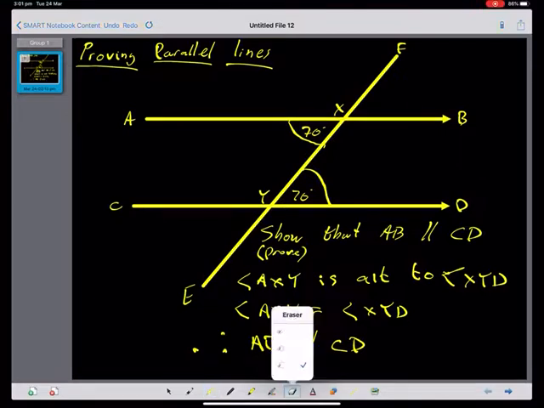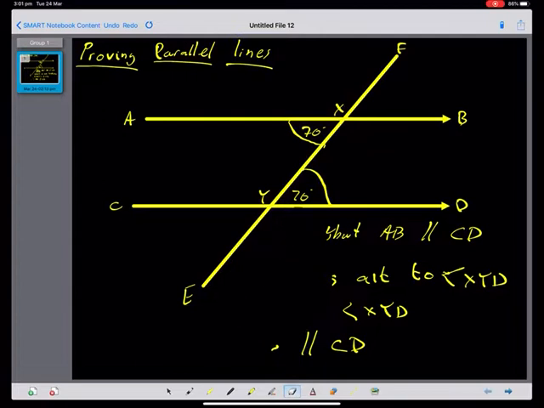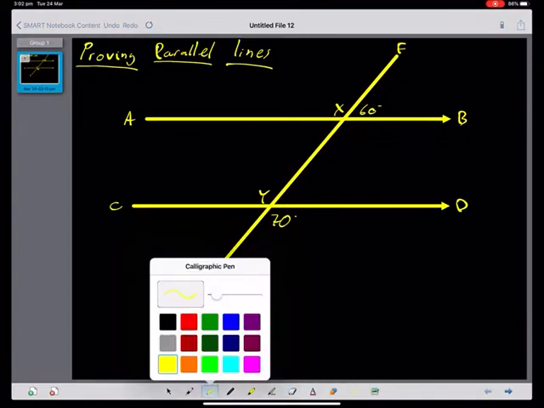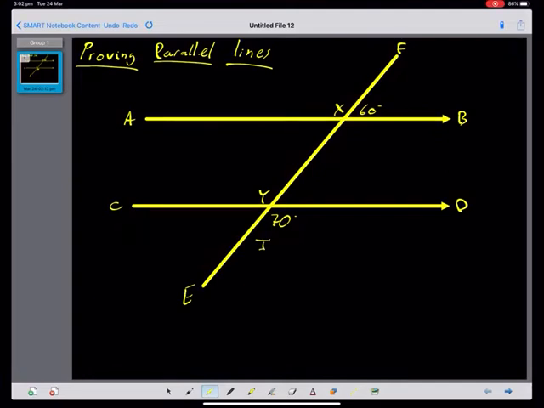Let's do one more. Let's say that this angle is, let's go with 60, and this angle is 70, and we can pose the question: is AB parallel to CD?